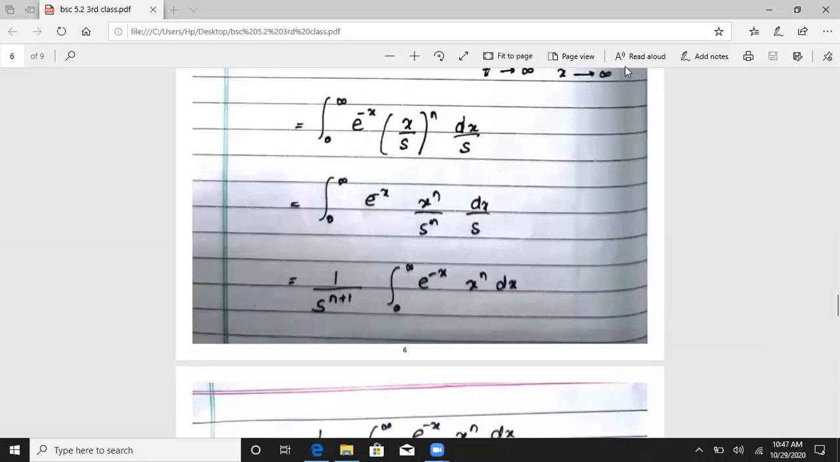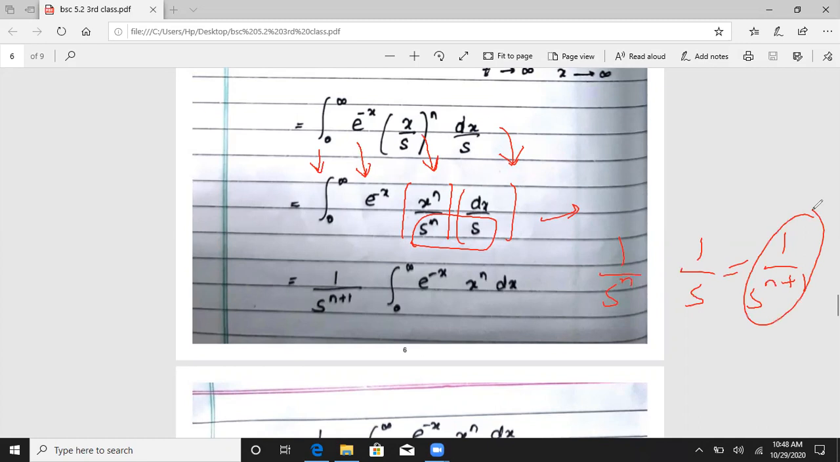Now you simplify this function to its simplest form. Integration over 0 to infinity, e to the power minus x as it is. When we separate this function, we get x to the power n divided by s to the power n, and dx by s as it is. Then 1 divided by s to the power n, times 1 divided by s, gives 1 divided by s to the power n plus 1. This is a constant value, that's why we take it outside.